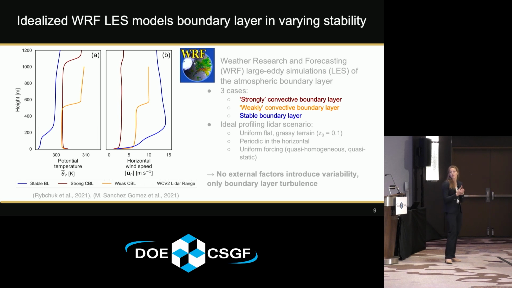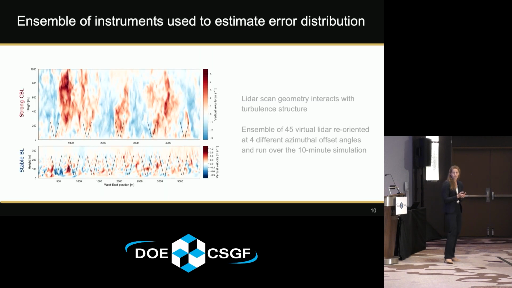And so we run these with the Weather Research and Forecasting model, and we do it in three different turbulence regimes in the atmosphere. So we have a couple convective cases where we're heating the surface, and this creates large convective plumes that are mixing and creating these large boundary layers. And a stable layer, where we have density stratification that inhibits vertical motion and gives us a different character of turbulence. And so we can see in these vertical cross sections an idea of what this turbulent structure might look like.